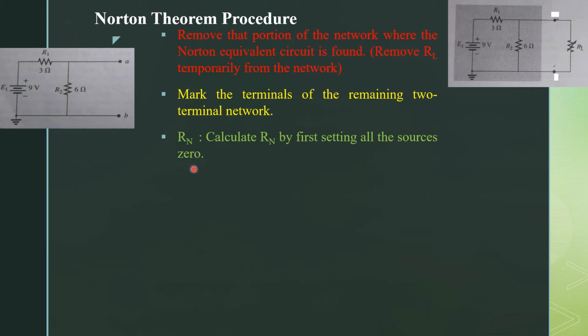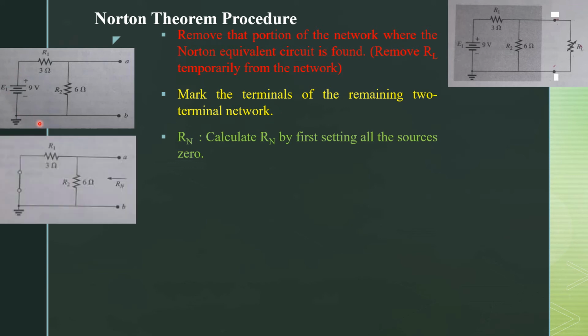Setting all the sources to 0 means if you have a voltage source in the circuit, replace that voltage source with a short circuit. And if you have a current source in the circuit, replace that current source with an open circuit. In our case, we have only one voltage source E1, so we replace that voltage source with a short circuit. Here you can see in the figure we have replaced the voltage source with a short circuit.